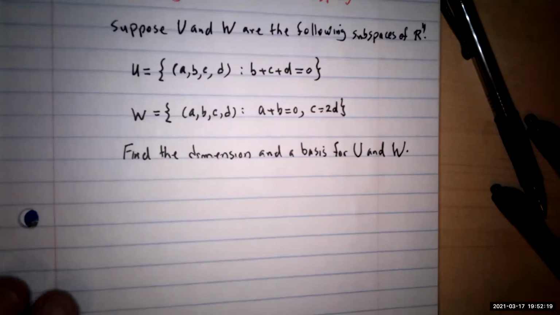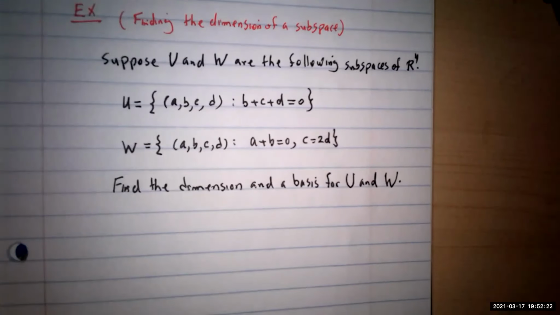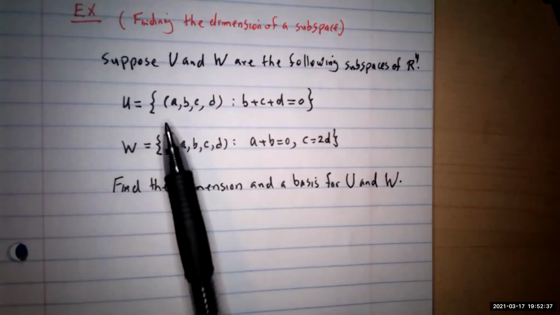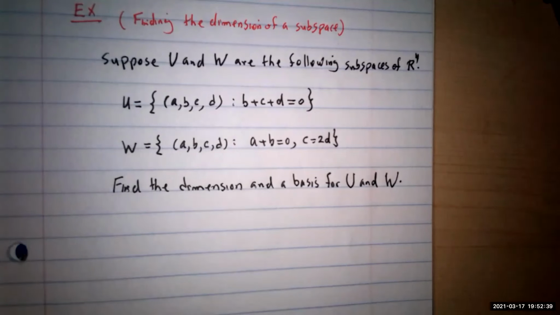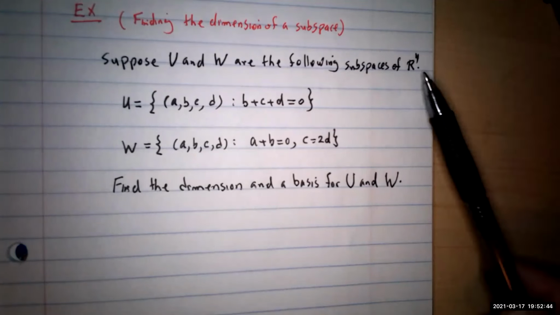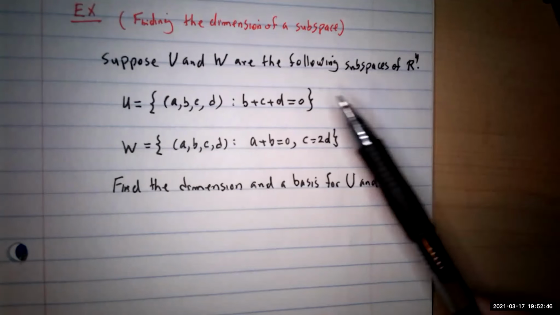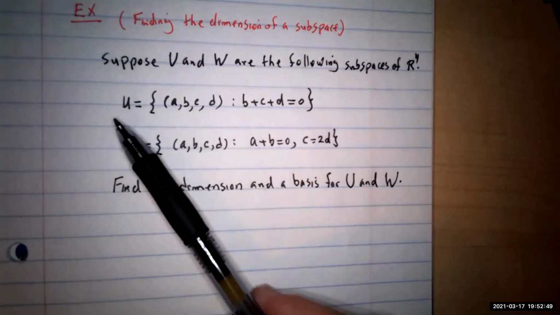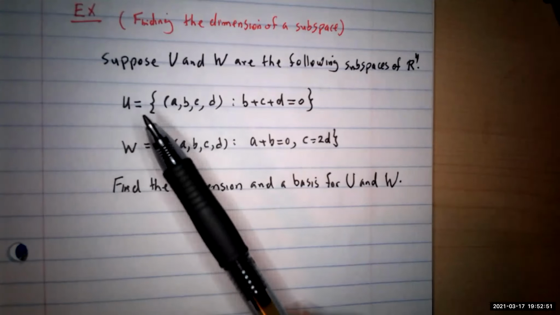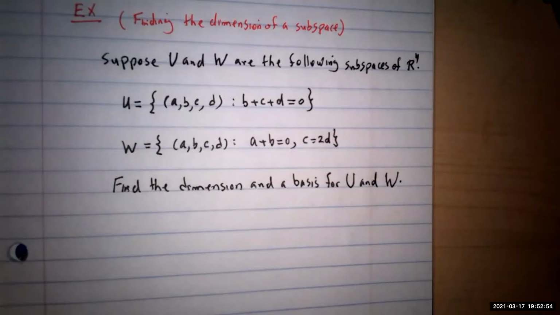You know that when you want to find the dimension, you have to find the basis. If you find a basis for U or for W, the number of vectors in that basis is going to be your dimension. So how are we going to find those? Remember, the dimension of R4 is 4. So the possibilities for the dimension of U are 0, 1, 2, 3, 4.